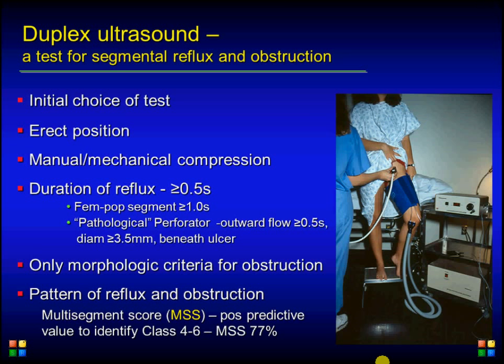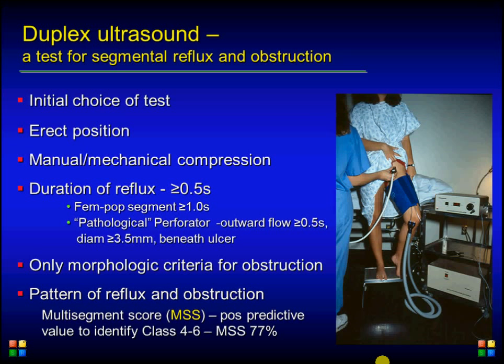a second, it is pathological. In the new recommendation of the American Venous Forum that came out regarding varicose veins, we are now putting the limit on the femoropopliteal segment at more than 1 second, and a pathological perforator has been identified as an outward flow of more than 0.5 seconds, a diameter more than 3.5 millimeters, and the perforator should be around an ulcer or a healed ulcer, active or healed ulcer.